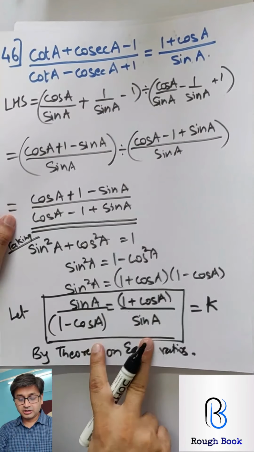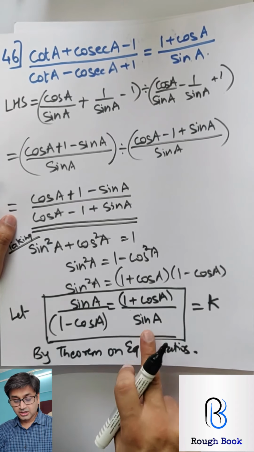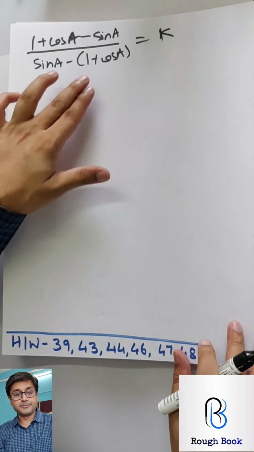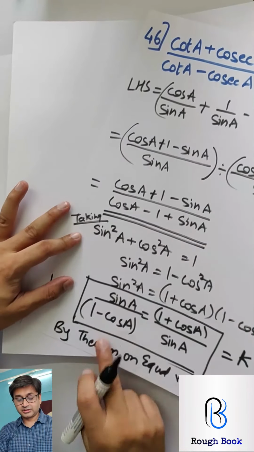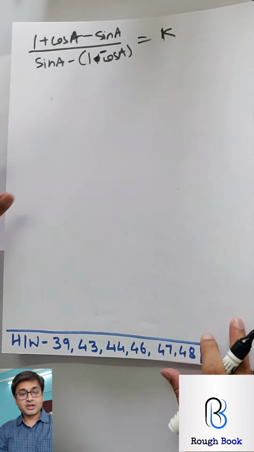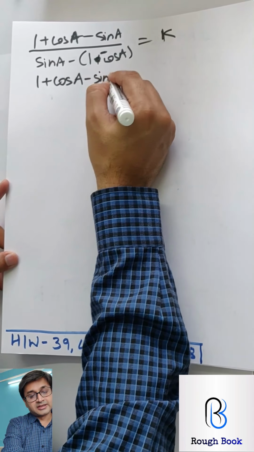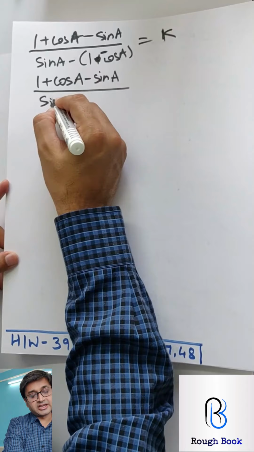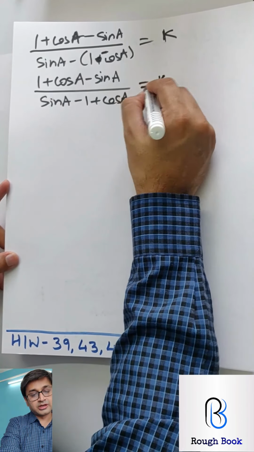So whatever you do here, it remains the same after the ratio, and the ratio is still k only. So this minus this is what we have done. This is 1 minus cos A. I'm so sorry. Yeah, 1 minus cos A. Alright. Let's open this now and see some magic happening. So 1 plus cos A minus sin A upon sin A minus 1 plus cos A equals k.